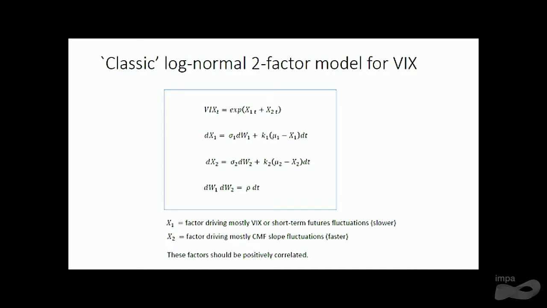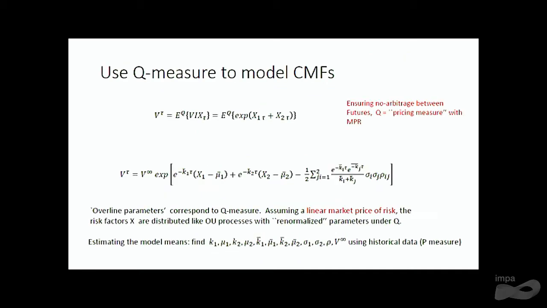But I can take it a bit further. So basically, you have two processes, and you have a correlation, very simple stuff. X1, I think, is probably going to be driving the VIX, and it's going to be a slow mode. X2 is going to drive mostly the slope, and it's going to be fast. And the factors should be positively correlated because the fast mode gets excited once things curl up. Once Marine Le Pen appears in the picture, that's what happens. First vol rises, then it curls up.